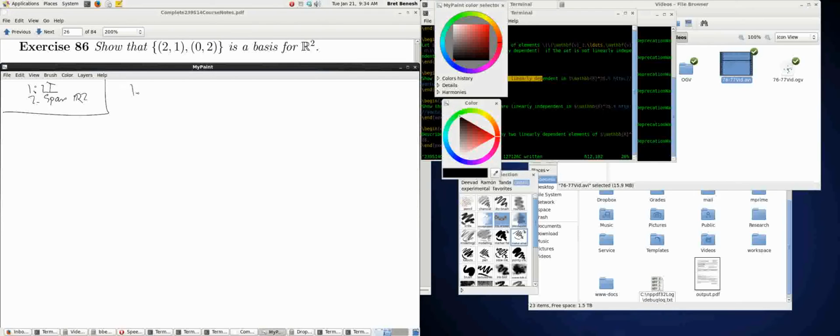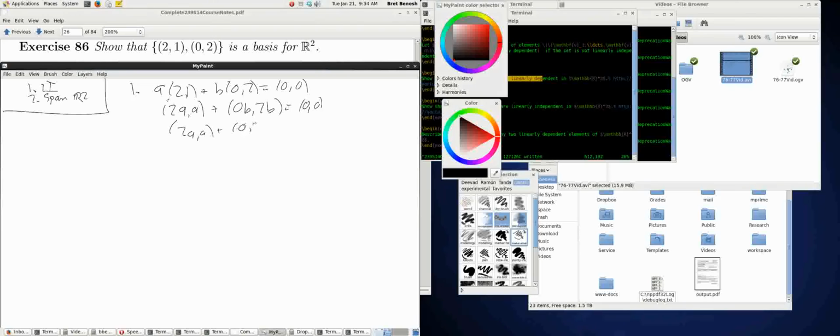So one, I can show that they're linearly independent by assuming that I have scalars a and b such that I add them and I end up with the zero element. Well, 2a, 0b, 2b, 0, 0. So I get 2a, a plus 0, 2b is equal to 0, 0. And I get that 2a plus 0, a plus 2b is equal to 0, 0.